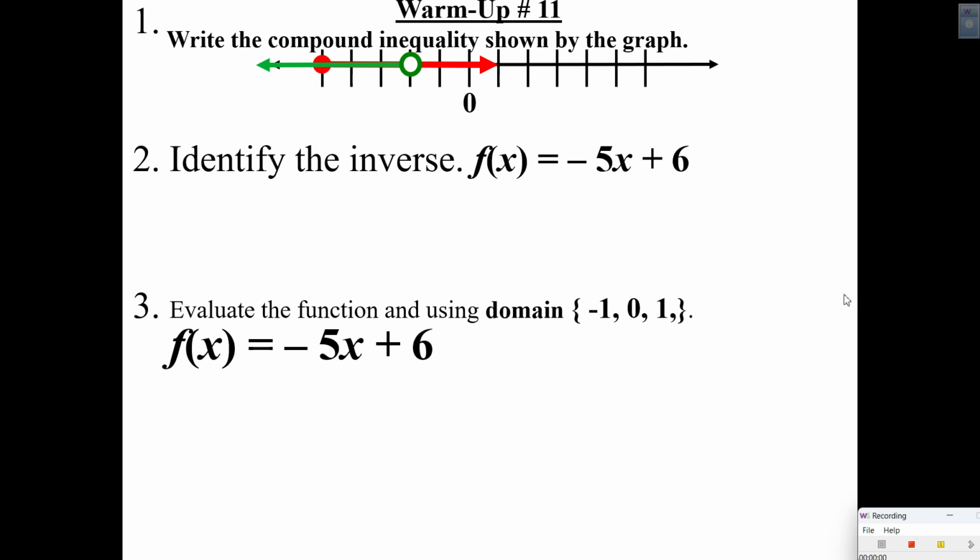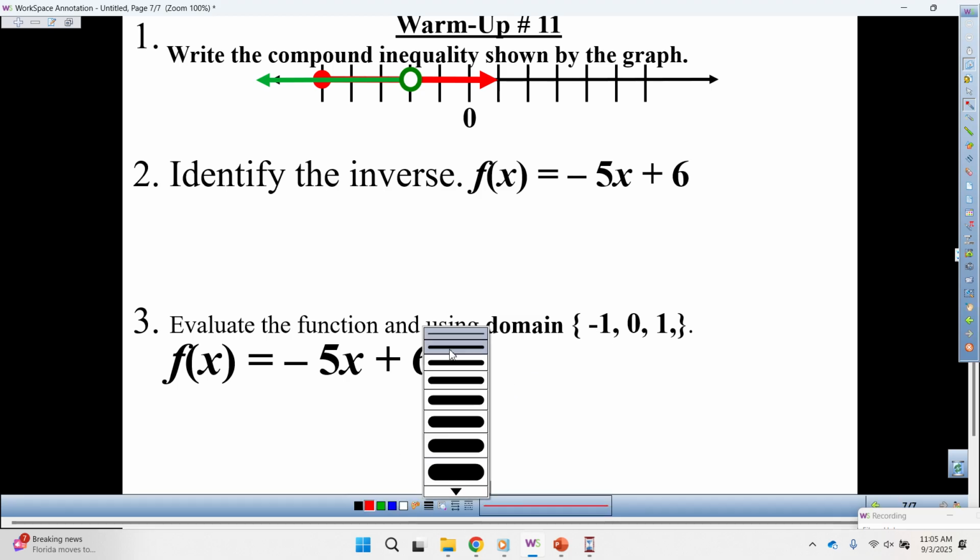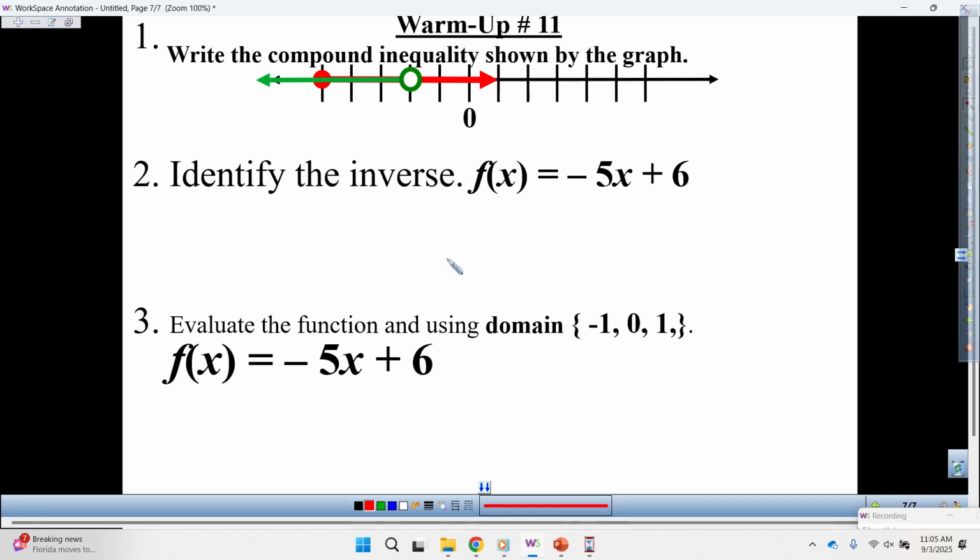Whoop, whoop. Warm up 11's on the screen. Let's get started, please. Shouldn't take you long. Copy and go. All right, check with your neighbors, see what they got. It should be done by now. All right. So, by now we should be experts at this since we've been doing these since last week. So get us started with number one.